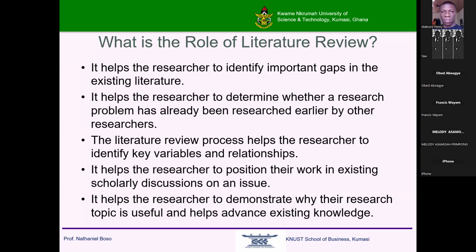So if you remember this point, you have 2 points. If you can know whether your study has not been done by earlier researchers, then it helps you to identify the gaps. And the literature review process also helps the researcher to identify key variables and relationships. I explained earlier about the conceptual review, where you are able to identify the variables and define them. And the theoretical review helps you logically establish relationships between the variables. And actually, the empirical review helps you to know what has been found about those relationships. And it helps the researcher to position their work in the existing scholarly discussions on an issue.